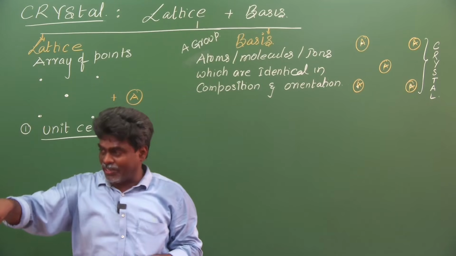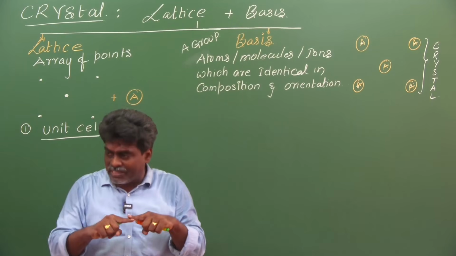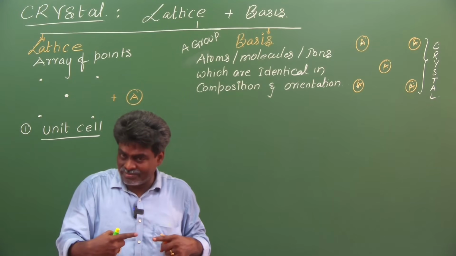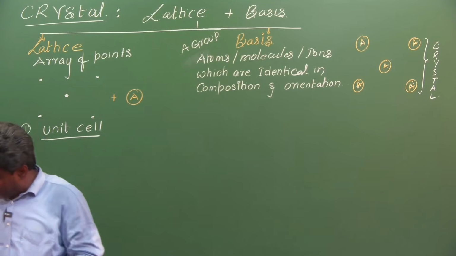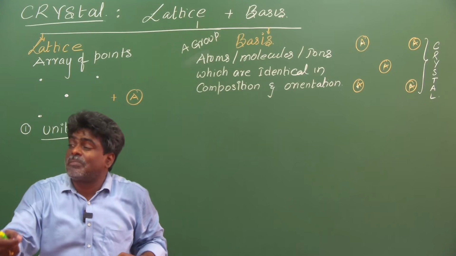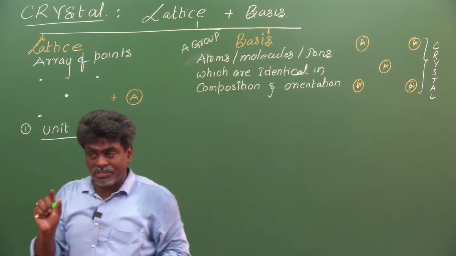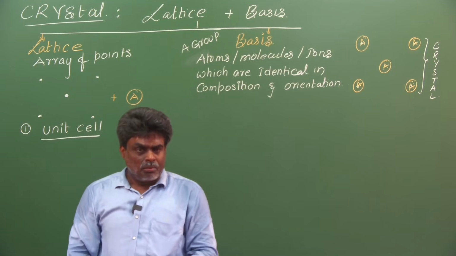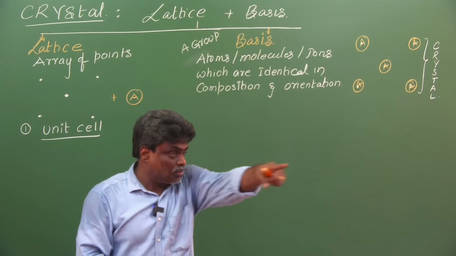That part of the solid by which we will get the entire crystal by translational repetition is called a unit cell. A part of the solid by which we will get the entire solid by translational repetition, because you are translationally repeating. Is it clear? Whenever you are saying the definition, it should be in a proper way. Don't say simply unit cell means a part of the solid. What part of the solid? It should be repeated translationally, then you have to get the entire solid.